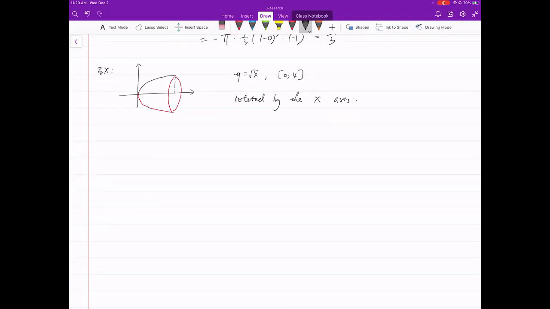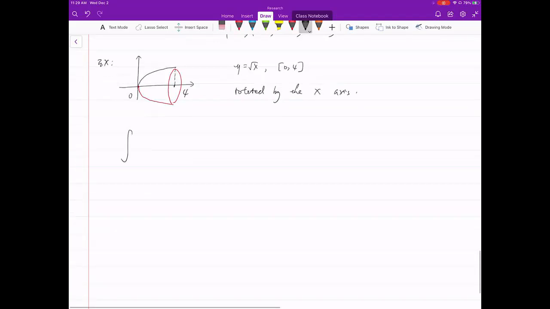All right. From 0 to 4, sum all the disks. Pi times the radius squared. Sounds good? What's the radius? From here to here. What is that? That's my y. But I don't like that. That's my y in terms of x, so I can do it. Sounds good?